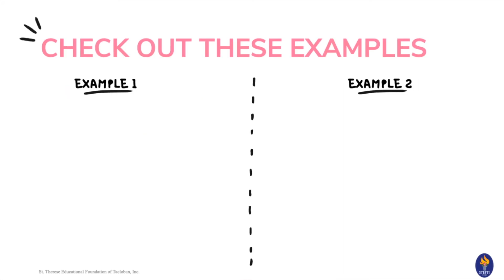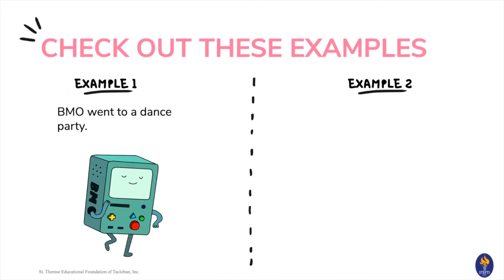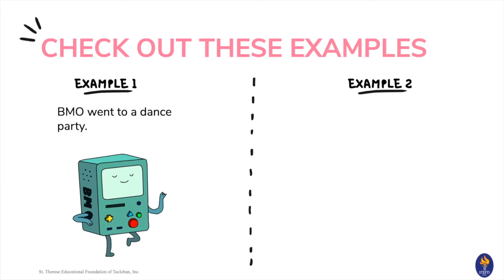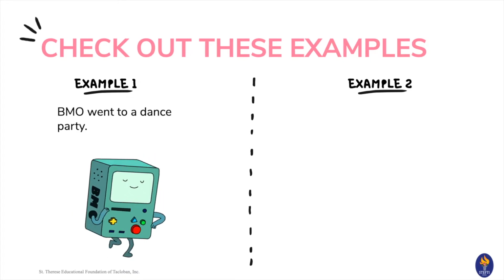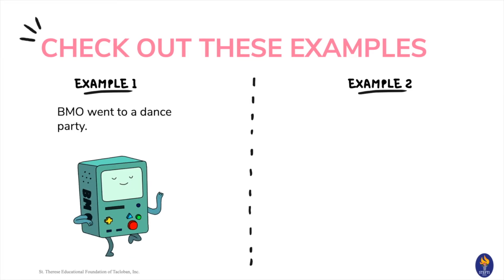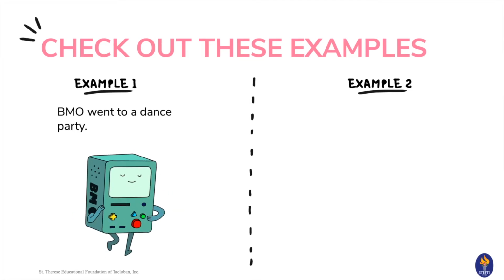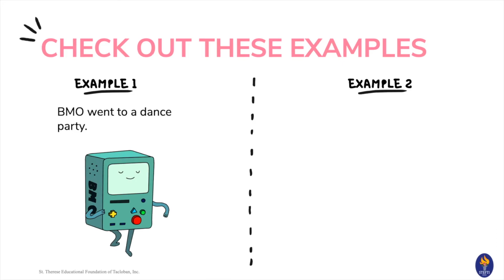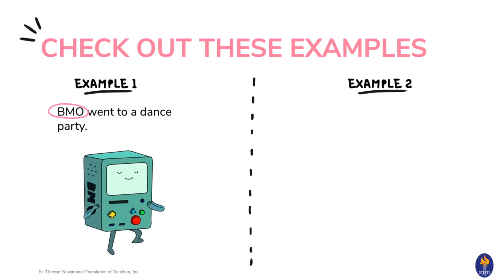Take a look at these sentences. Bimo went to a dance party. Who is being talked about in the sentence? Bimo. So naturally, Bimo is the subject of the sentence because the sentence is all about Bimo.